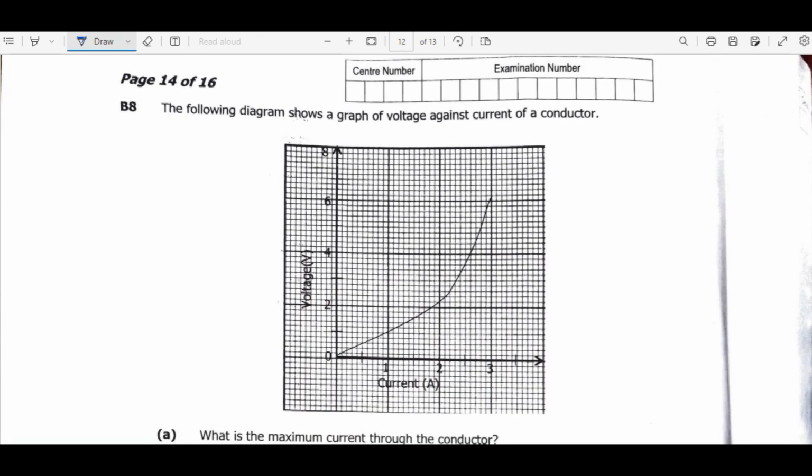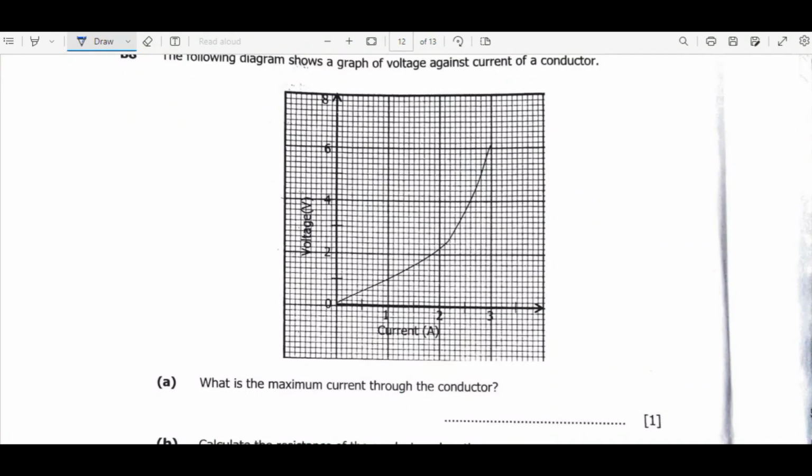Move on to question 8. So the following diagram shows a graph of voltage against current on a conductor. Then we have voltage on the y-axis and current on the x-axis. So the question is, what is the maximum current through the conductor? So the minimum is at this point. Then the maximum is gotten from this point where the line is ending.